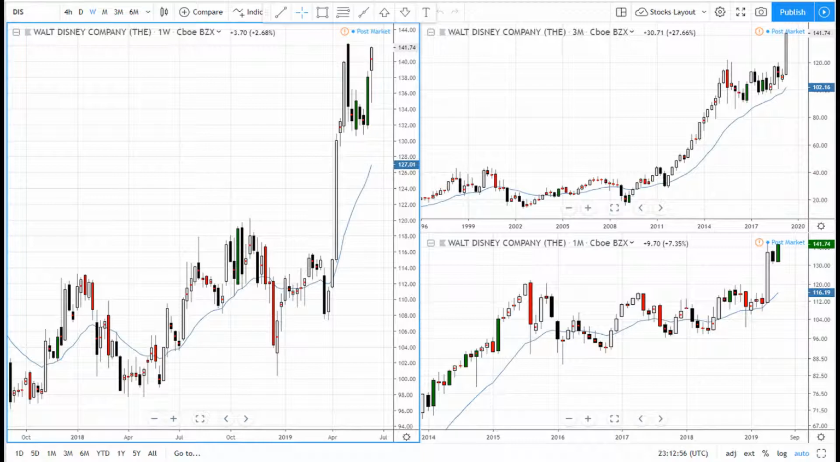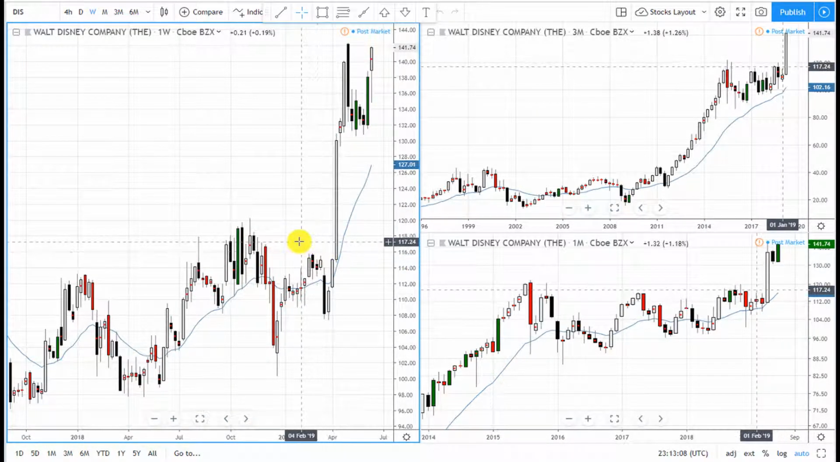Apart from that, let's get right to evaluating the charts. Okay, let's take a look at Walt Disney Company. It's American stock, ticker symbol DIS.